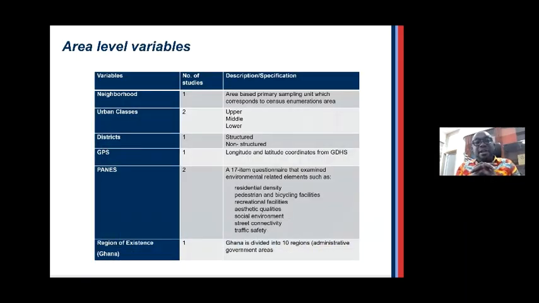Now, area level variables, as I was alluding to earlier on, and the variables that we used showed that there was just one study that used the neighborhood as a variable, and it was even area based on primary sampling units, which corresponded to census. So as at the time of the research, there were just 10 regions in Ghana. But as I present now, we now have 16 regions in Ghana.